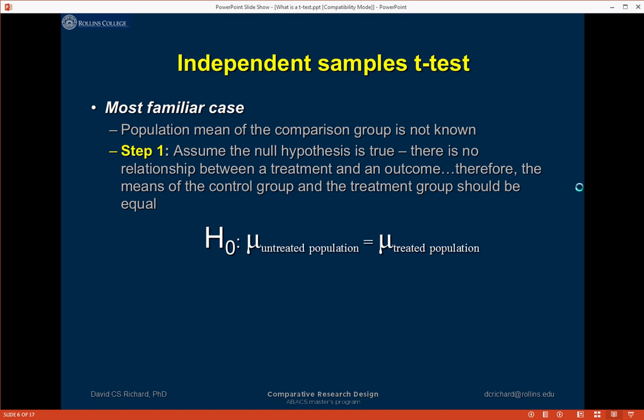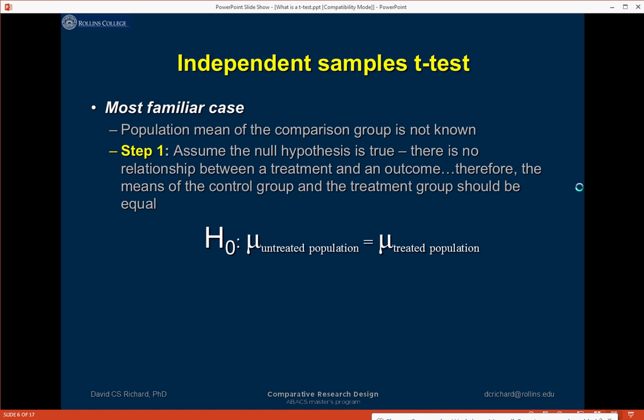Therefore, the mean on the dependent variable for the untreated population should equal the mean on the dependent variable for the treated population. Now, that dependent variable could be any of a number of things. It could be, for example, the number of cancer symptoms that the person has at the end of treatment. It could be mortality rates. It could be any of a number of things. But the main point is that the null hypothesis would say there is no difference between these groups as a result of treatment, that the treatment condition did not work.